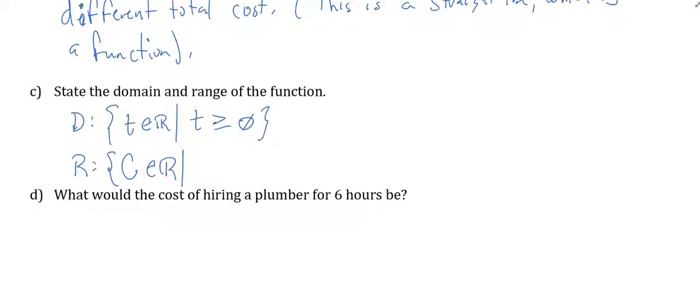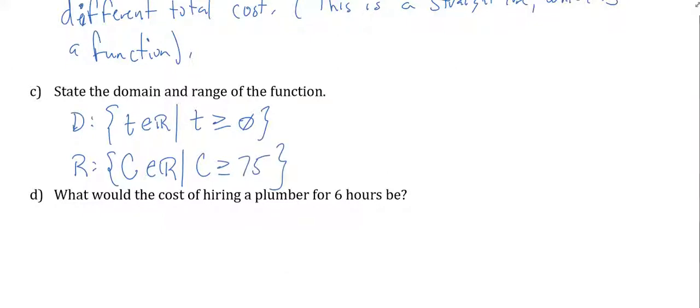Is that the maximum cost? Is there a maximum cost? Could the plumber keep working forever and ever? There's no maximum, right? It could keep going. Maybe the company says after 12 hours we quit, and then you would have something different, right? But if t goes up forever, the cost will go up forever. What's the minimum cost? 75. Because even for 0 hours, it would cost you 75. So C will be greater than or equal to 75.